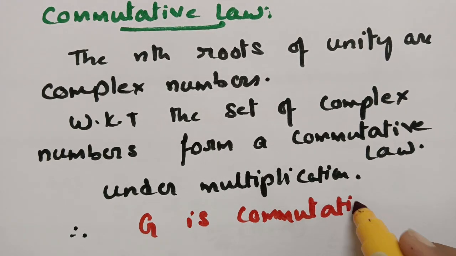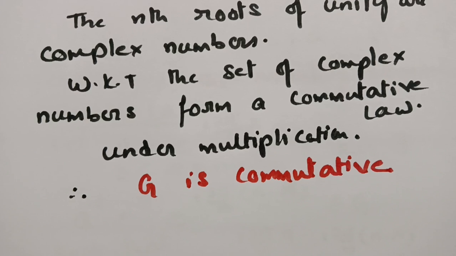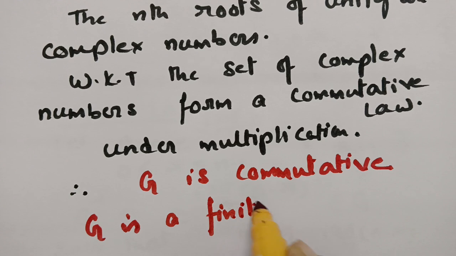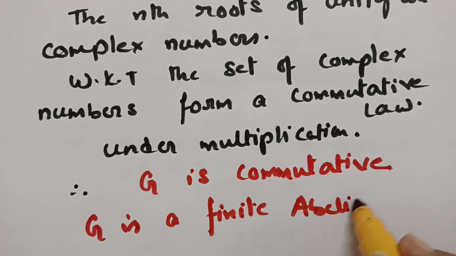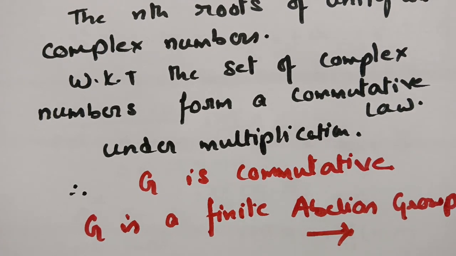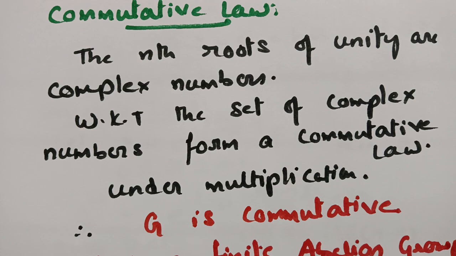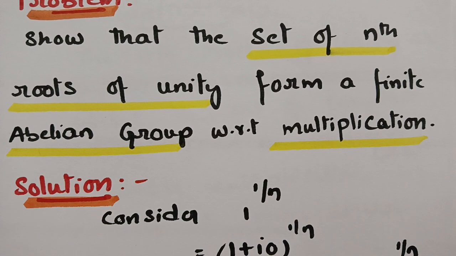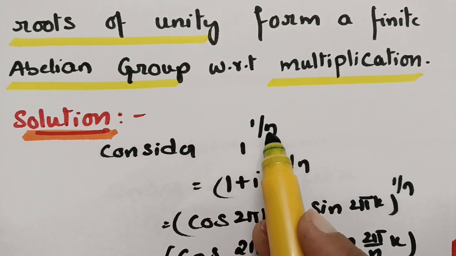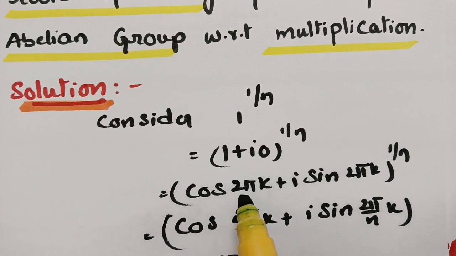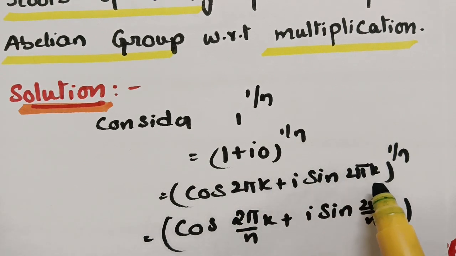And all the 5 properties hold, and therefore we say that G is a finite abelian group under multiplication. Let me explain one more time. The first thing here is we have to show that nth roots of unity form a finite abelian group with respect to multiplication. The nth root of unity means 1 power 1 by n, and this can be written as 1 plus i into 0. So 1 is nothing but cos 2 pi k, and 0 is nothing but i sin 2 pi k.